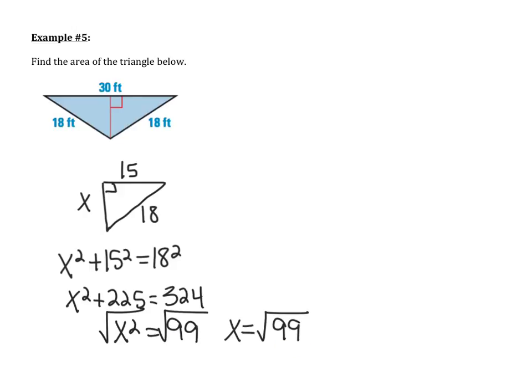I'm not going to even change it to simple radical form, because all I'm going to end up doing is taking this number, the square root of 99, and using it in finding the area of the triangle. I don't want to round this answer because that would throw off the precision of my final answer. So again, I'm just going to leave it as the square root of 99.